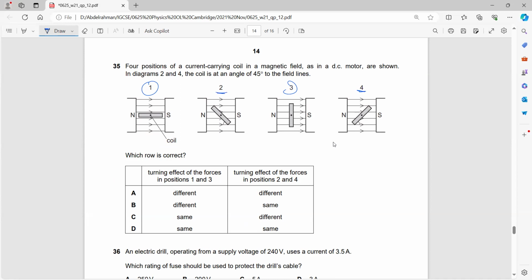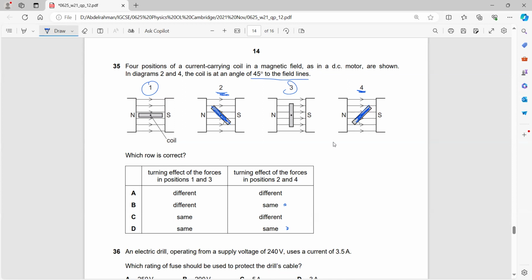Let's solve the easy part. 2 and 4, they both would have the same turning effect. Why? Because they're both at the same angle. They're both at 45 degrees to the magnetic field lines. I guess this is quite obvious and quite easy. The harder part, or rather the more tricky part, is a bit trickier.